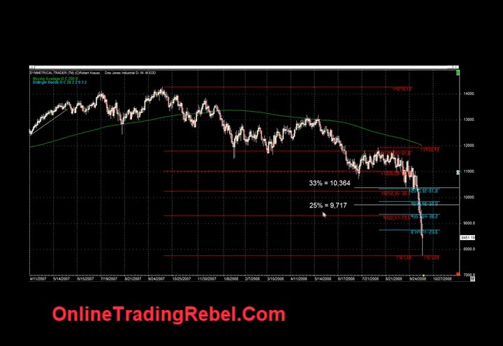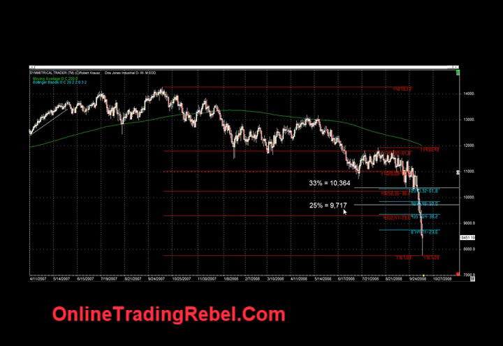The 25% value of that low comes in at 9,717, so that would be the first target and perhaps the most likely one to be hit. And the second target is the 33% projection of the price upwards, coming in at 10,364.